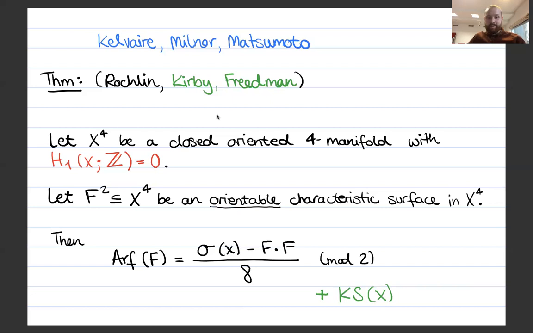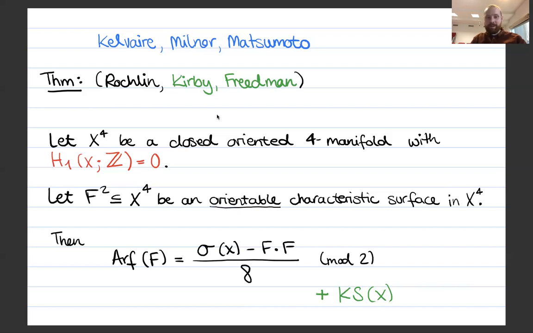And on the right-hand side, you have the signature of the four-manifold and the self-intersection of the surface. It's just a general algebra fact about integral unimodular lattices that if you look at the signature minus the square of a characteristic element, it's always divisible by 8. So you can divide out by 8. And this theorem gives you this equality. If you care about the topological case, you add on Kirby-Siebenmann.